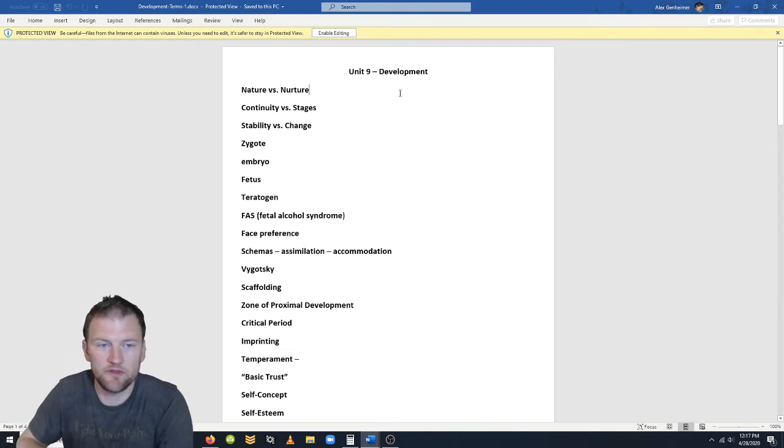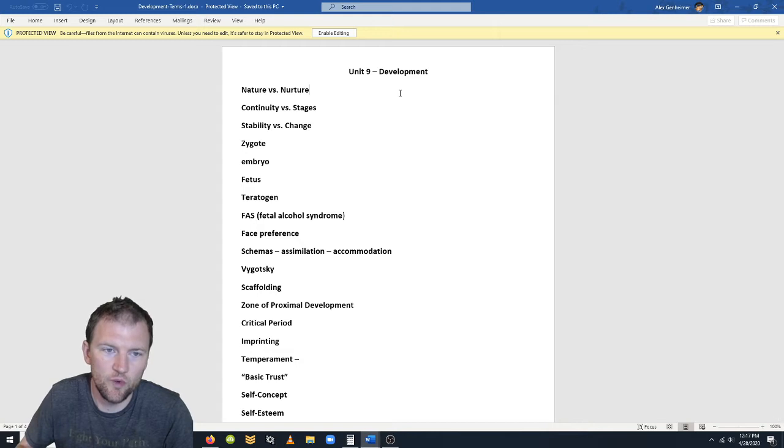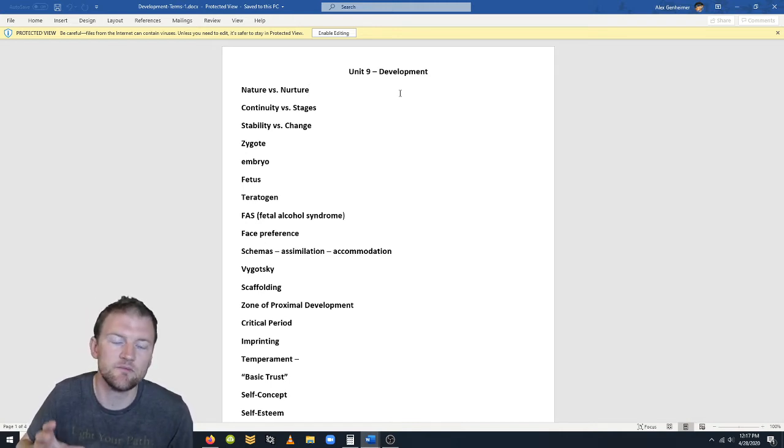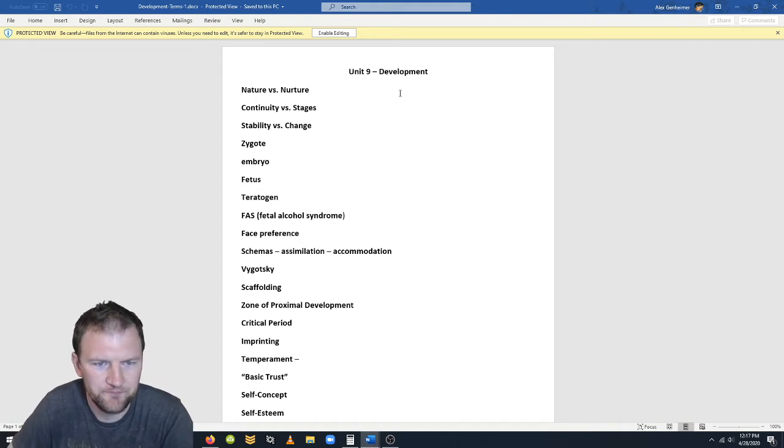Beginning again with nature nurture, which is the debate to how much of what makes up our personality or anything about us is because of genetics, which would be the nature side, versus environmental factors like how we were raised, which is the nurture side.